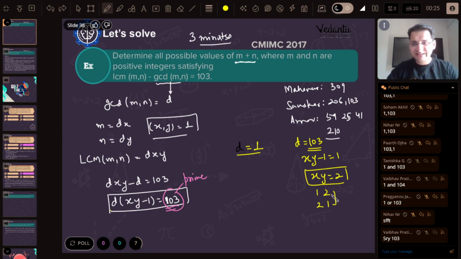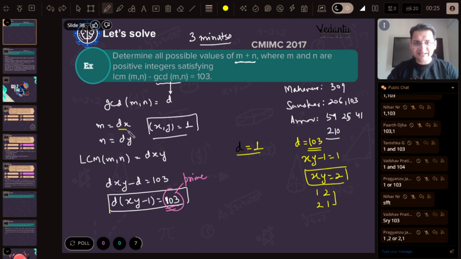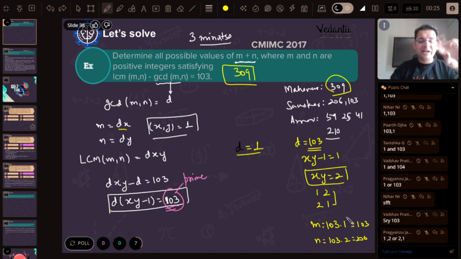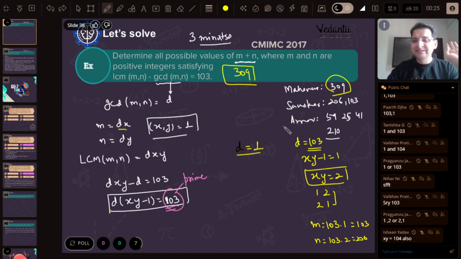For example, in the first case, m is dx. m is going to be 103 into 1 and n is going to be 103 into 2. That is 206, 103. So m plus n is going to be 309. So this is one of the values. In fact, 2, 1 is also possible, so m and n values are going to get reversed, but m plus n is going to be same, right?